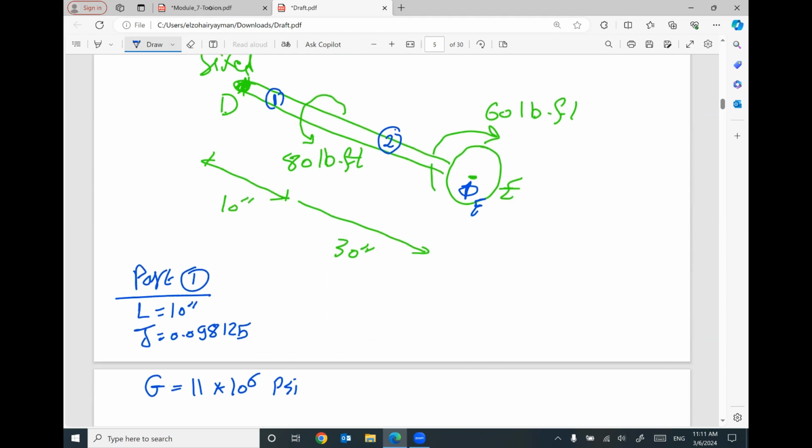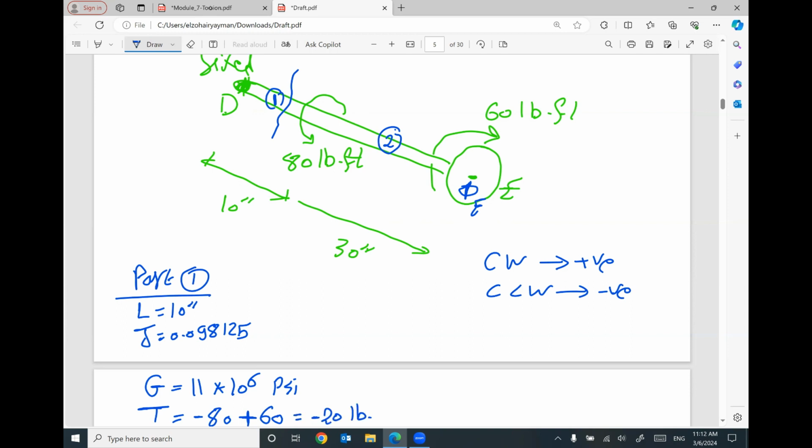The value of the applied torque: I'm going to assume clockwise is my positive, counterclockwise is my negative. If you cut here and use the right part, we have 80 counterclockwise, negative, and we have 60 clockwise, positive. That will give you negative 20 pound-foot, counterclockwise. This is part number 1.